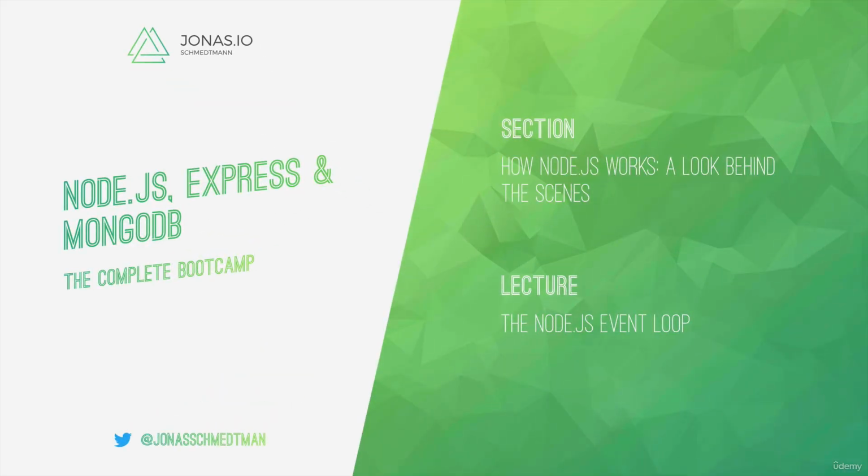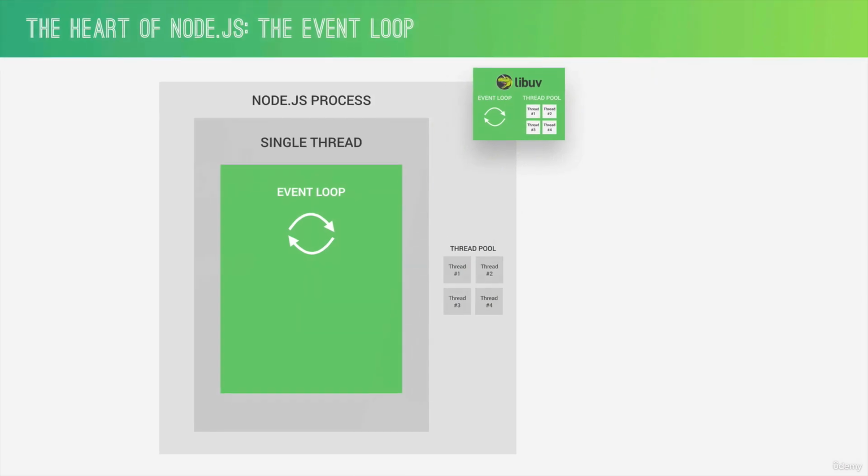Welcome back. Let's now learn all about the event loop, which is the heart of the Node.js architecture. And this is probably the most important lecture in this section, so make sure you really understand everything that I show you during this video. So let's get started. So here's a diagram similar to the last lecture, so that we know exactly what we're talking about here. So we're still in a node process in a single thread where the event loop runs, alright?